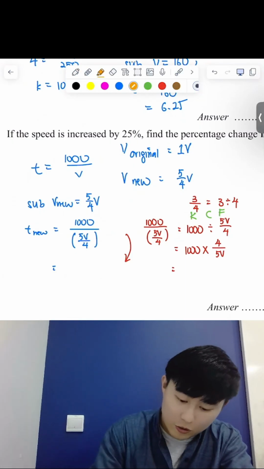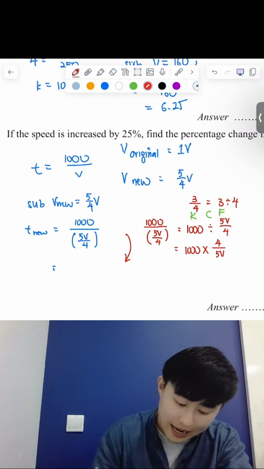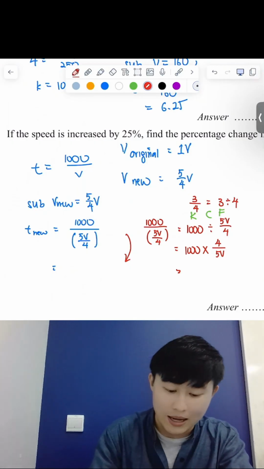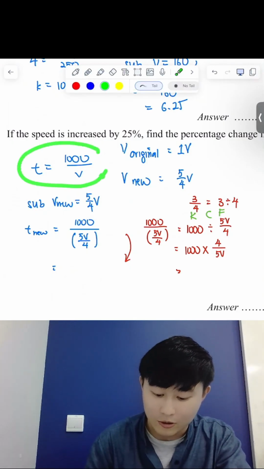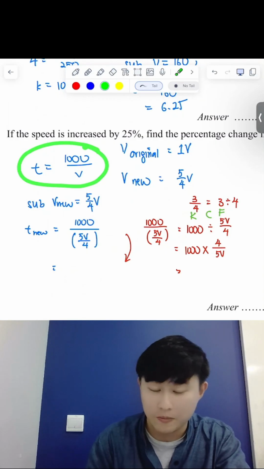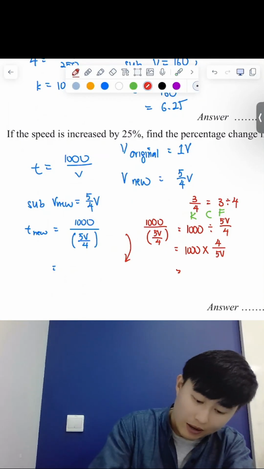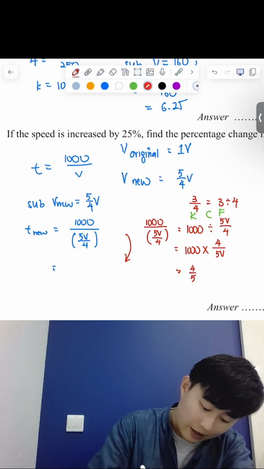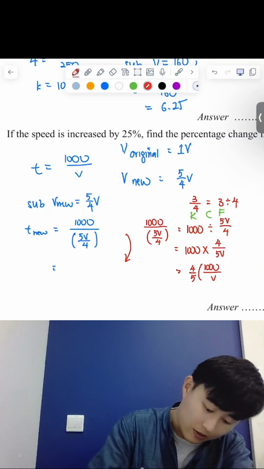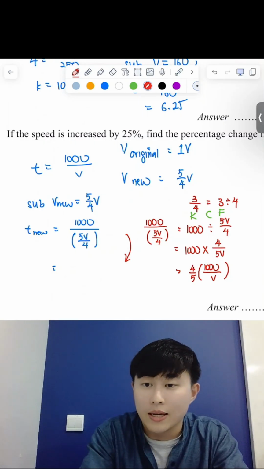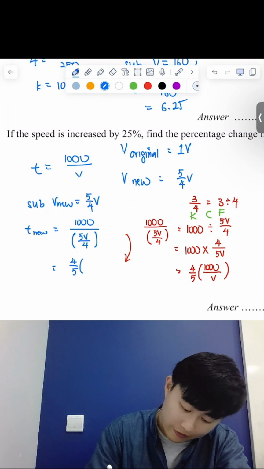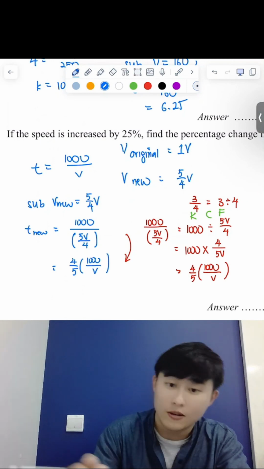So what I'm going to do over here is this. I basically ended up with almost the same thing. But remember at the start, I had T equals 1000 over V. So I'm going to rewrite my entire statement as 4 over 5, bracket 1000 over V. What I'm telling you is that this just becomes 4 over 5, 1000 over V.